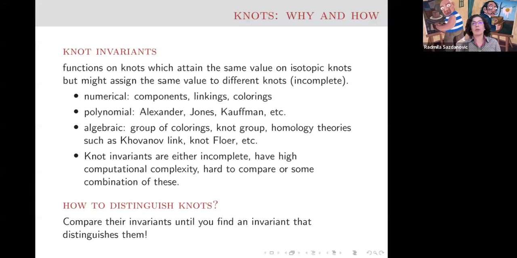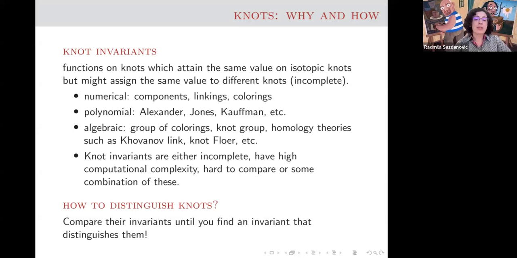They can be one variable or two variable polynomials. What's very special about them is that they actually have integral coefficients. And then they can be algebraically more sophisticated. They can be groups, for example, the group of colorings or the knot group. That's the fundamental group of the knot complement. You take R3 or S3, you take the knot out, and you do your standard homology. That's what the knot group is.